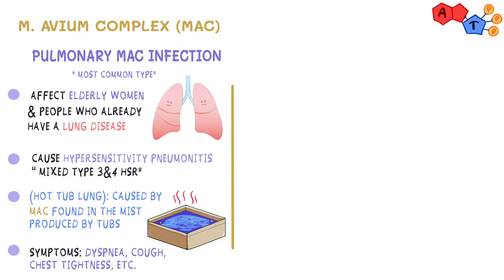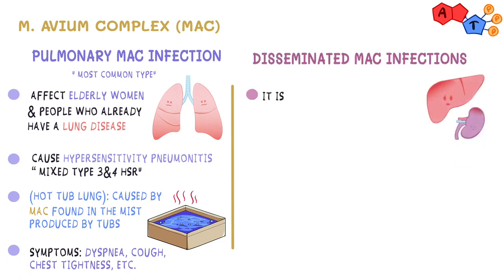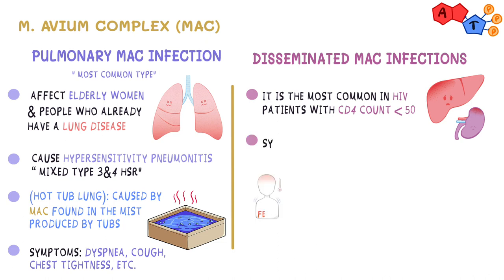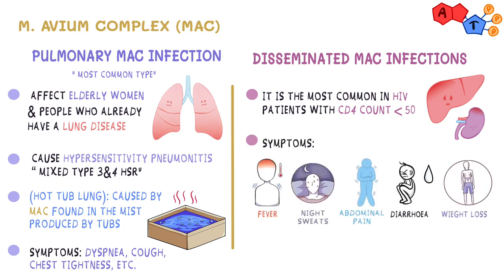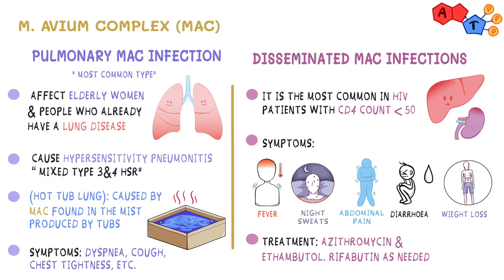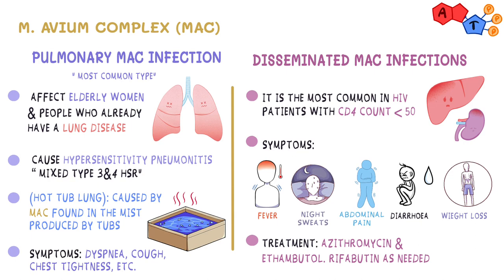The second type is disseminated MAC infection. This usually happens to patients in the late stages of AIDS. It's most common in HIV patients with CD4 counts less than 50. It causes fever, night sweats, abdominal pain, diarrhea, and weight loss. Disseminated MAC is treated with azithromycin, which is a prophylactic antibiotic, and ethambutol. Rifabutin can also be added as needed.